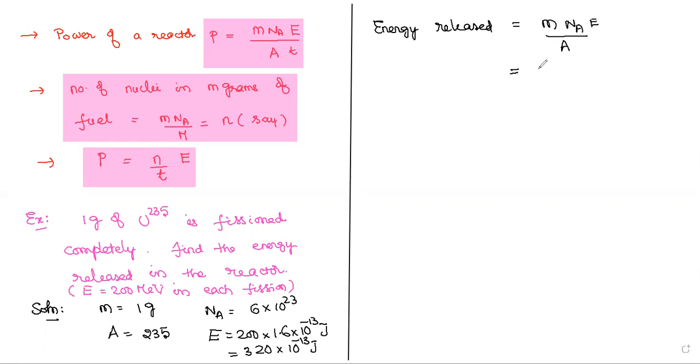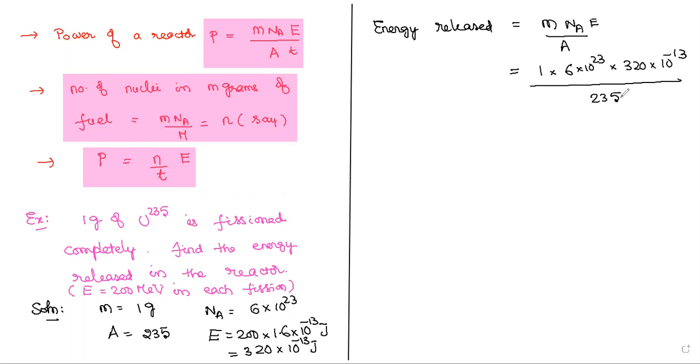So I'm going to calculate the values here. M is 1 gram. In grams only we have to substitute. Na is 6 into 10 to the power of 23, into energy, which is 320 into 10 to the power of minus 30, divided by A, which is 235.